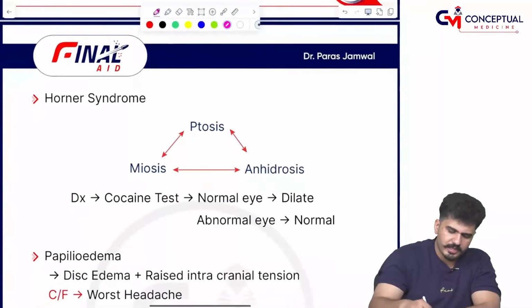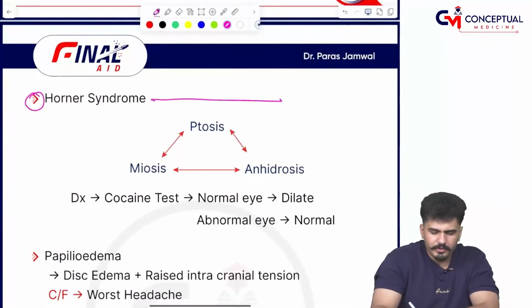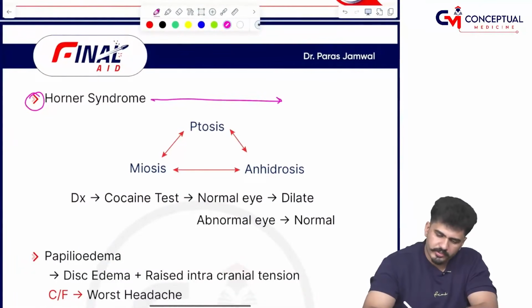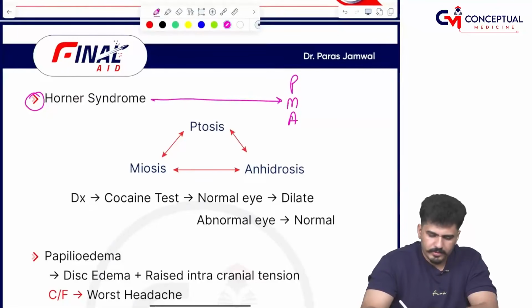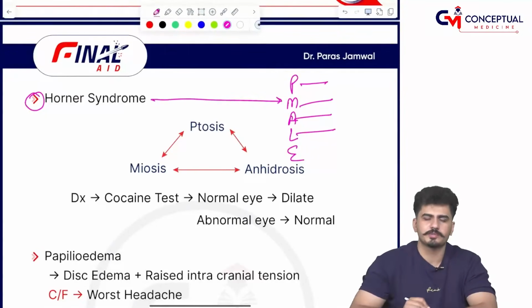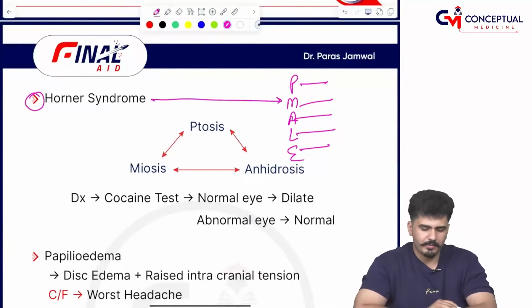Then coming on to the next, Horner syndrome. Can you tell me what we studied yesterday in Horner syndrome? PMEA. What are the features of Horner syndrome? PMEA, that is ptosis, miosis, anhidrosis, loss of ciliospinal reflex and enophthalmos.